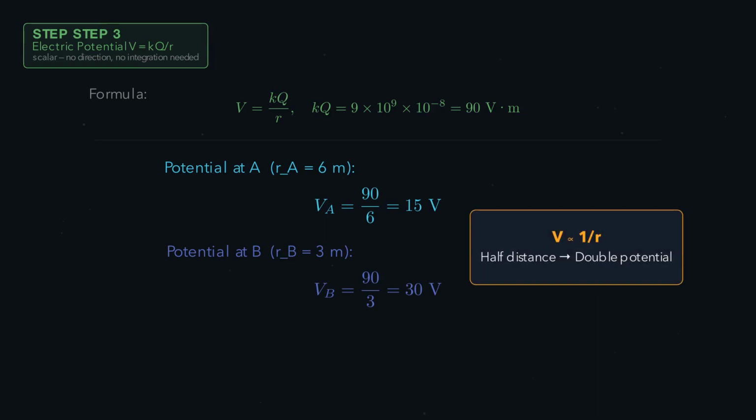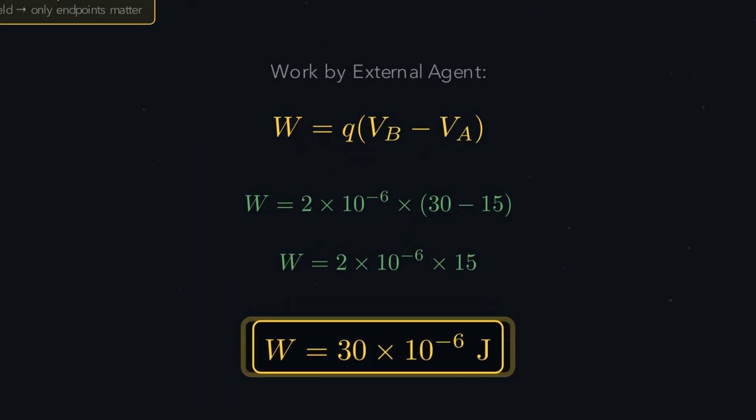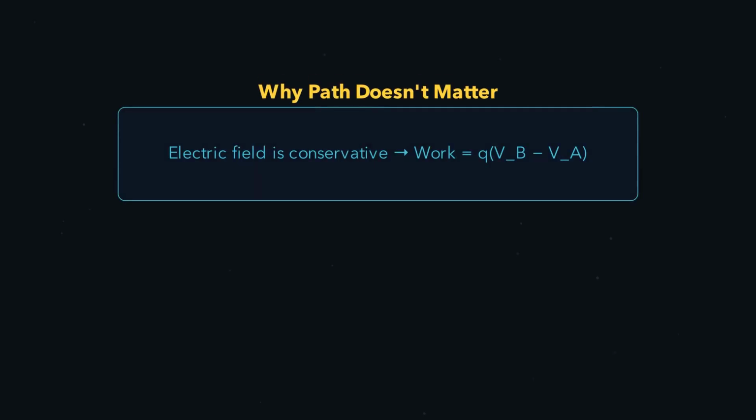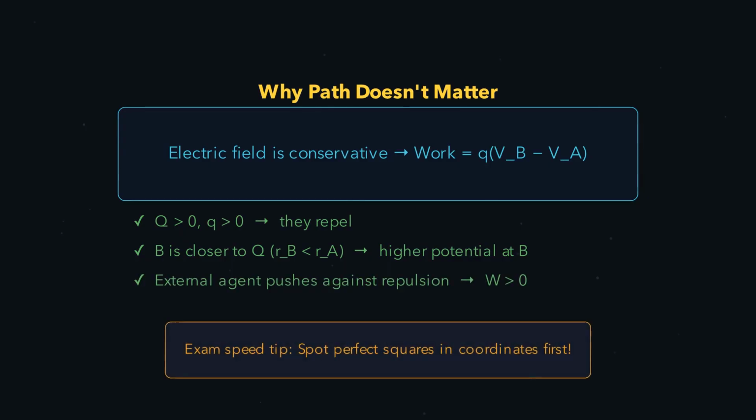Now the electric potentials. The potential due to a point charge is K times Q over R. Our constant K times Q gives us 9 times 10 to the 9 times 10 to the minus 8. That's 90. So at point A, we get 90 over 6, which is 15 volts. At point B, 90 over 3 gives us 30 volts. Point B has double the potential because it's half the distance.